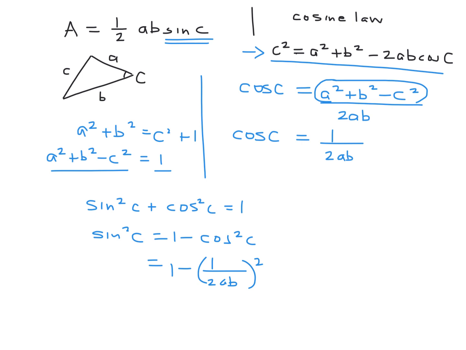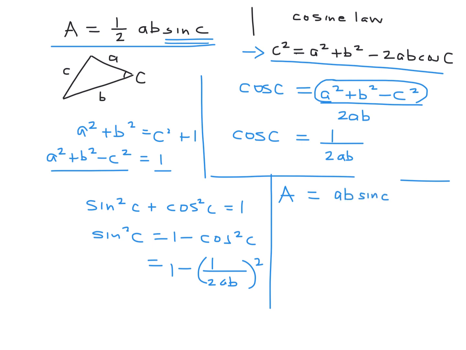And yeah, that's pretty good so far. Okay, so now let's finally look at the area. The area is AB sine C over 2. But there's a little bit of a difference here. This is sine squared C, and I just have sine. So what I'm going to do is square both sides.